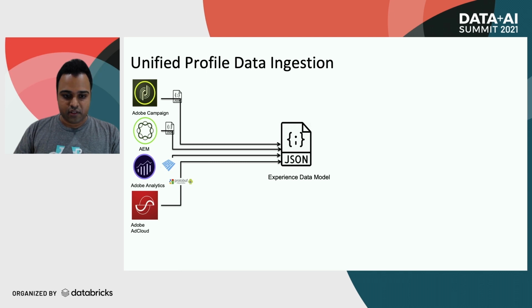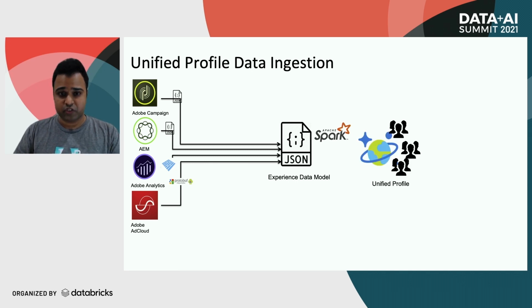Now, all of this gets converted into an experience data model, or we call it XDM. So this is a standardized JSON schema tailor-made for marketing use cases and other use cases. But today, we're just going to focus on the marketing side. We use a lot of Spark to gather this data and get it into the unified profile system, which gives you a 360-degree view of your customer's details. Now, every single tenant, that is every client, has their own unified profile store.